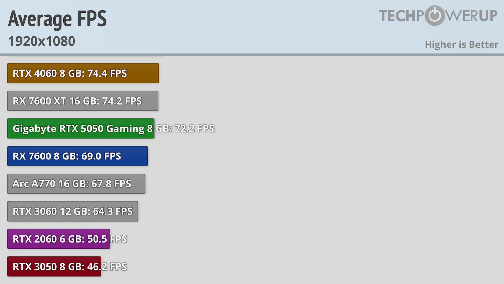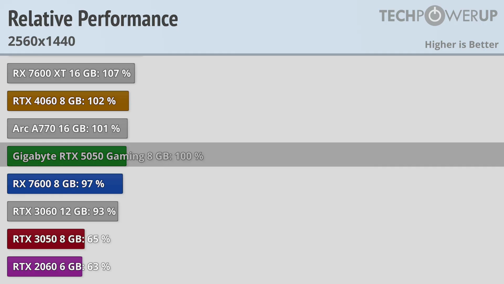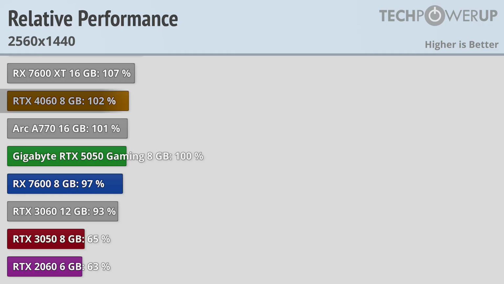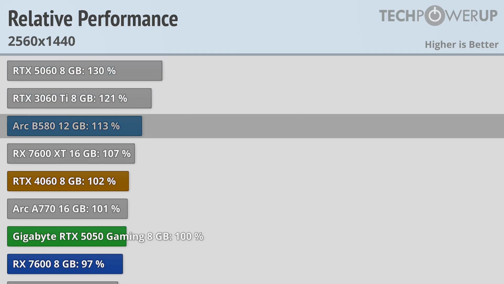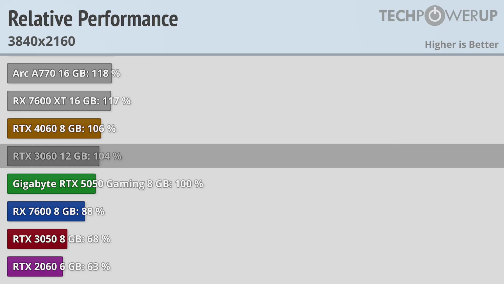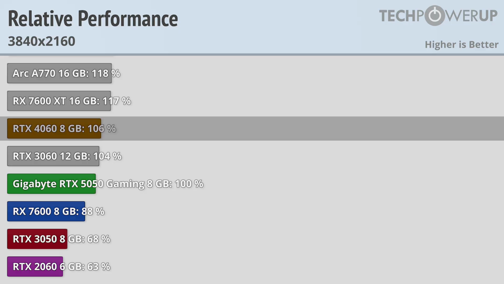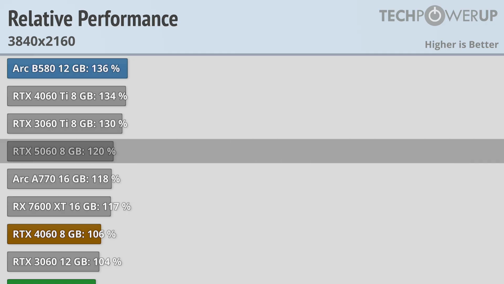While 1080p is probably the maximum resolution you'll want to play at, at 1440p the RTX 5050 does give you pretty similar performance to the RTX 4060, which does mean the Arc B580 is 13% faster. Though performance does fall at 4K, with the 5050 now coming in below the 3060 again, the RTX 4060 now being 6% faster, and the Arc B580 being a whopping 36% faster, which is actually even faster than the RTX 5060.